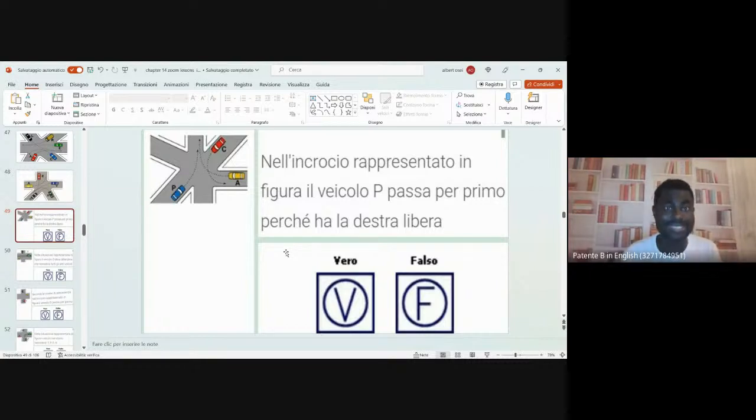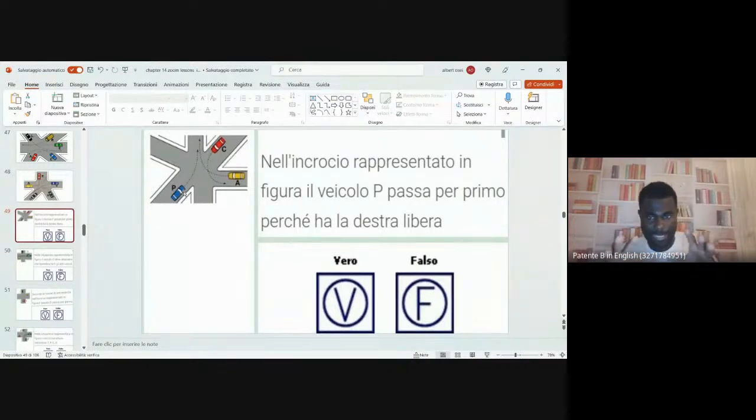because it is true that the C has this road free, but the P is here. But the direction is not crossing or touching the directional arrow of P. So C is the first vehicle to go. After C is gone, the second vehicle to go is the A. And finally, P is the last vehicle to go. So by having a look at this junction, automatically you must know that the C goes first, A goes second, and P is the last vehicle.